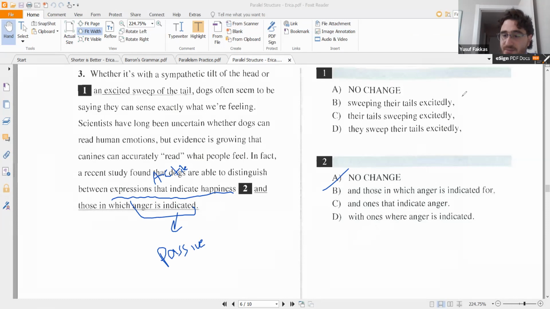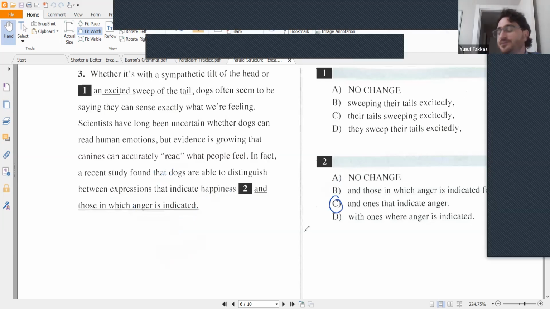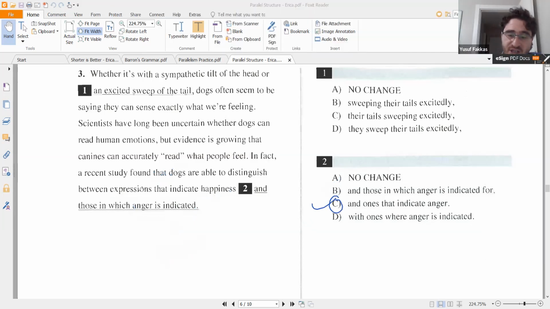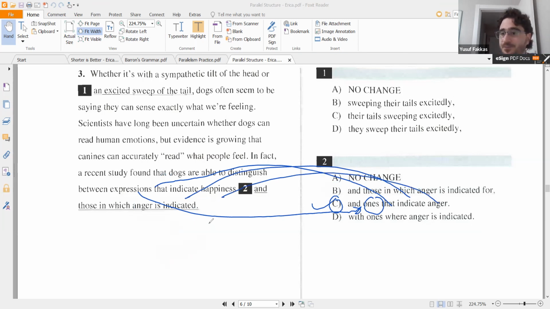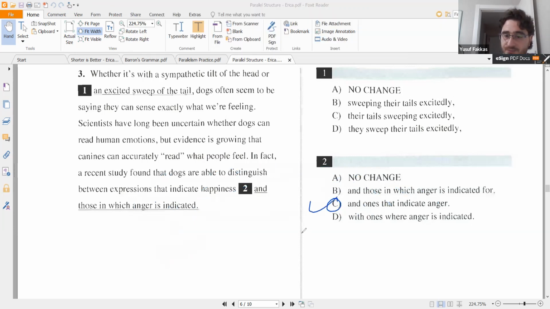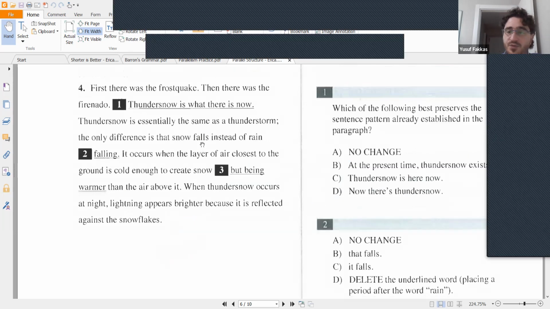Okay, can you tell me now which one we can choose? Is it B, C, or D? Remember, we're looking for the active one. So B? Yes, exactly. It is C. Okay? Look, expressions and ones. Of course, here "ones" is just referring to expressions. We don't want to repeat the word expression. So we can say ones that indicate happiness, anger. So same form, same structure, and parallel. Clear enough? Yes. All right, let's move to number 4 quickly.